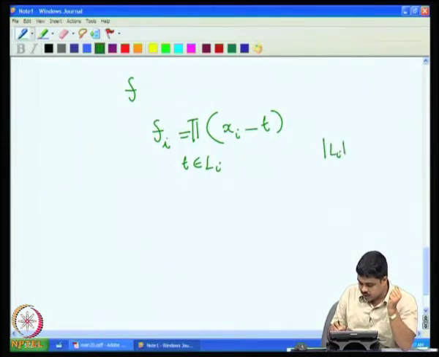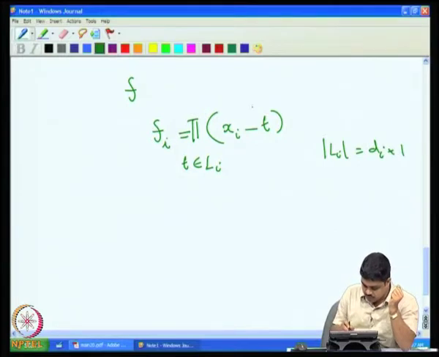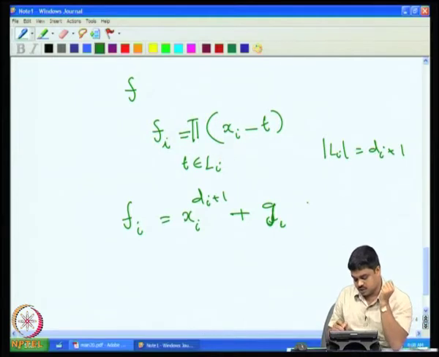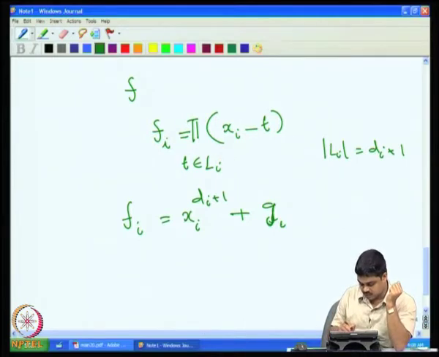So, the cardinality of Li is essentially di plus 1, right. So, this will be a polynomial in xi raised to di plus 1. The degree of this polynomial will be xi raised to di plus 1, and the first term will be the leading term. So, we can write fi as xi raised to di plus 1 plus some gi, such that gi will be of degree di, right.